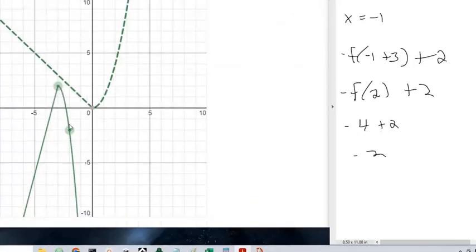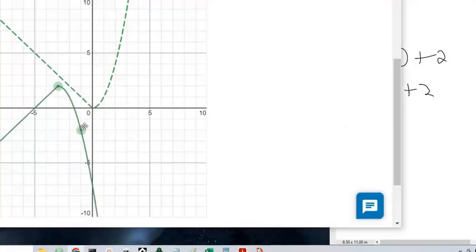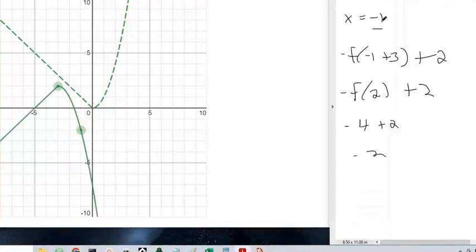So we should have a dot when we plug in x equals -1. Oh, that's over here. That's why it looked wrong. So when x is -1, the y value should be -2. We've got that.